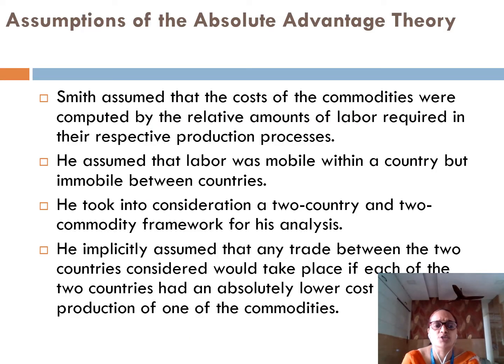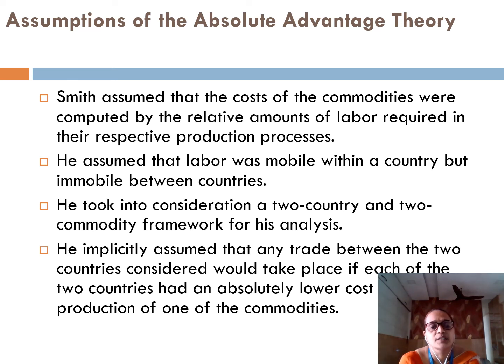Let's see the assumptions, students. Two commodities, two countries model. Labor is the only factor of production. They consider that labor is required only in the respective production process, so they are ignoring other factors of production. And labor is mobile within a country but immobile between countries.